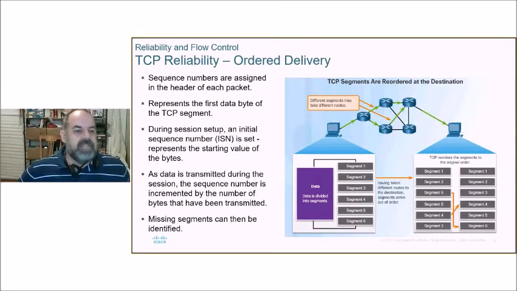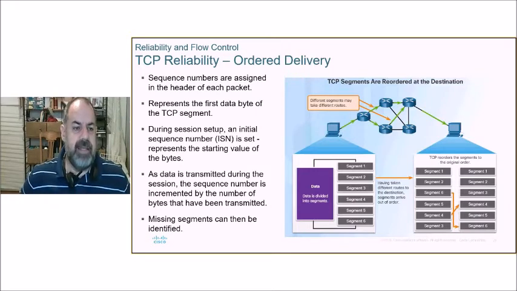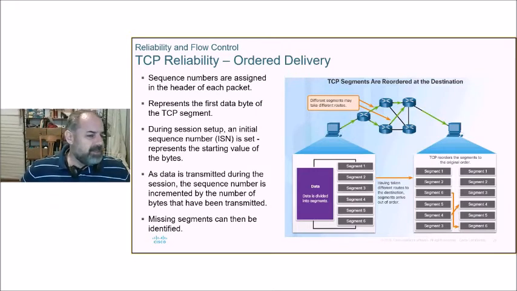Now, sequence numbers are assigned in the header of each segment, and represent the first data byte of the TCP segment. So during session setup, an initial sequence number is set that represents a starting value of bytes. As I said, that's actually a random number, as a security measure. As data is transmitted during the session, the sequence number is incremented by the number of bytes that have been transmitted. So it's not numbering each packet individually. They're just counting how many bytes have been sent. And missing segments can then be identified.